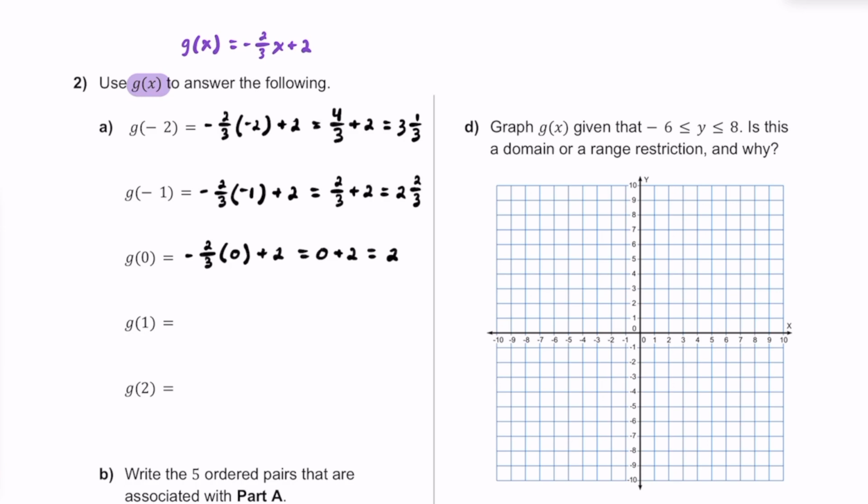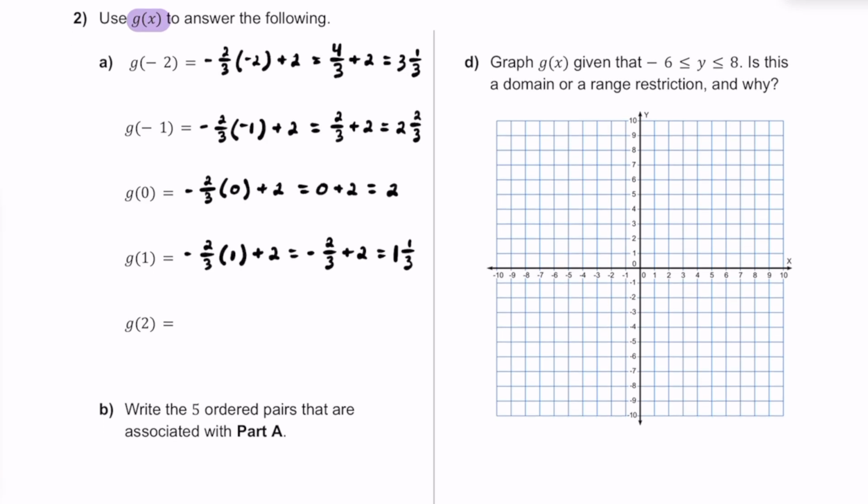Next we have g of 1. So we have negative 2/3 multiplied by 1, and then add 2 afterwards. So negative 2/3 times 1 is going to be negative 2/3. And if you add negative 2/3 and 2 together, it's really the same thing as 2 wholes minus 2/3, which is going to be positive 1 and 1/3. Finally, for g of 2, we're going to have negative 2/3 multiplied by positive 2 here, and then add on 2 afterwards. So negative 2/3 times 2 is going to be negative 4/3, or negative 1 1/3. And if you add on 2 after that, that's just going to be 2 minus 1 1/3, which is going to be equal to 2/3.